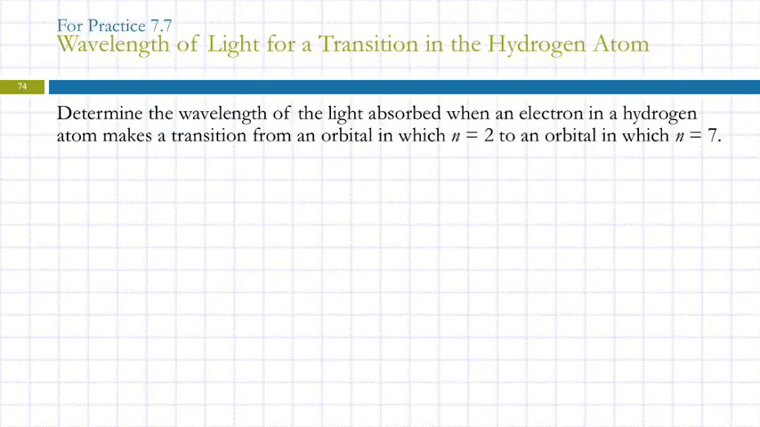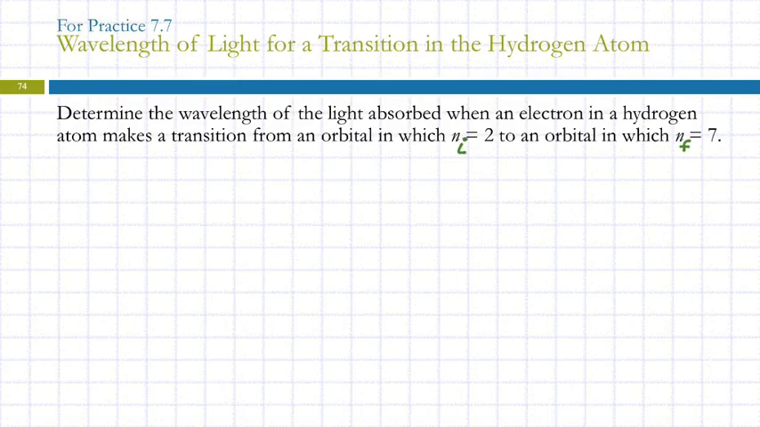Okay, determine the wavelength of the light absorbed when an electron in a hydrogen atom makes a transition from an orbital in which n equals 2 to an orbital in which n equals 7. So we've got two n's. One's initial and one's final. Which is the initial? 2 is where it starts. So it's going from n equals 2. So this is the initial. And it's going to n equals 7. So this is the final.